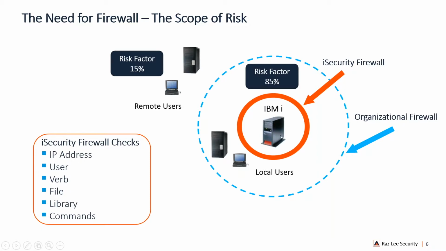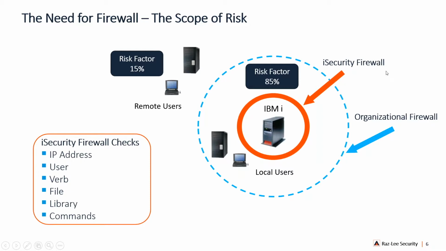On the other hand, the FBI reports that 85% of all the risk, and sometimes it's 83, sometimes it's 84, sometimes it's even 86, doesn't matter, it's around 85% of all the risk comes from within the organization. And this means that only 15% of the risk is protected by the organizational firewall.